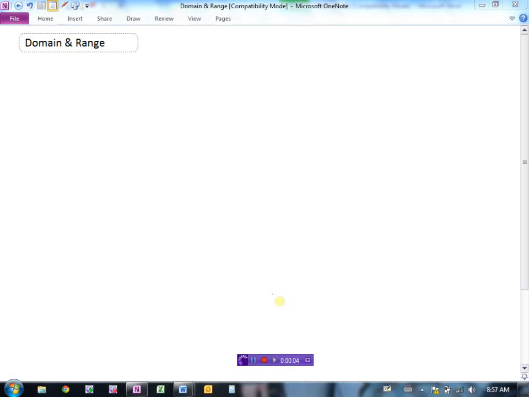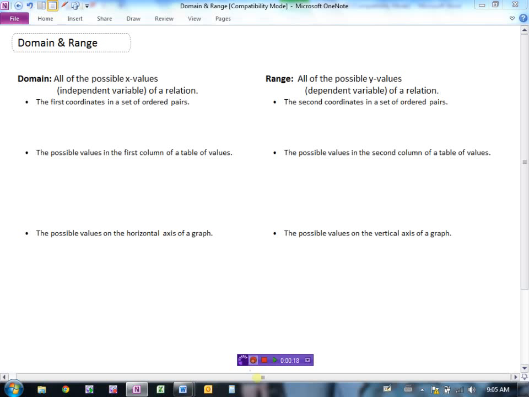When we're talking about relations or graphs of data, we often use the words domain and range to describe the x and the y values of our relation. The domain is all of the possible x values, that's the independent variable, of a relation. And the range is all of the possible y values, the y values being the dependent variable of a relation.